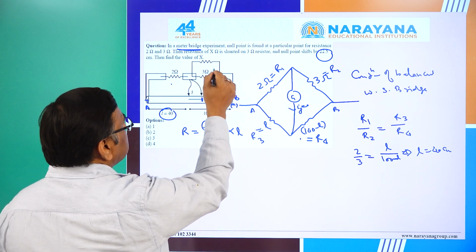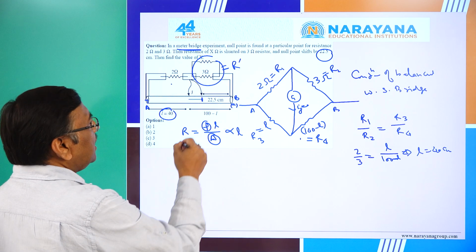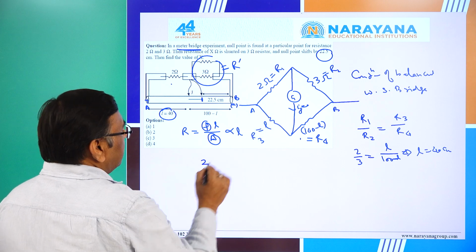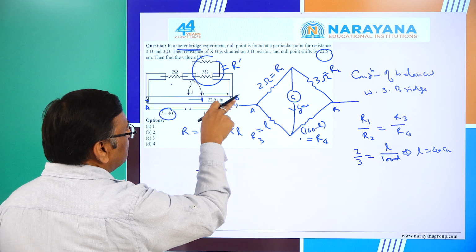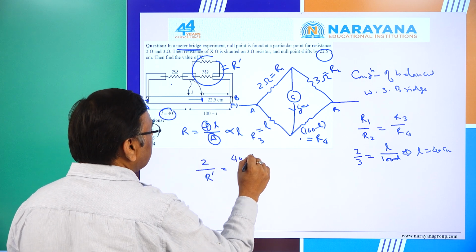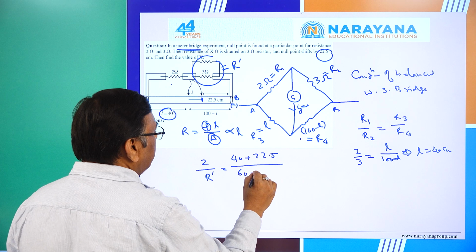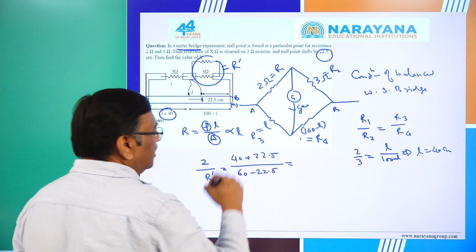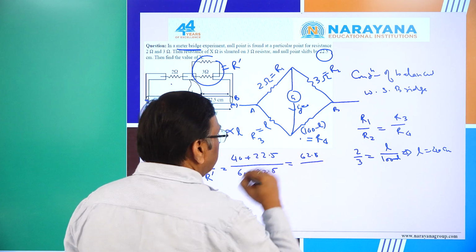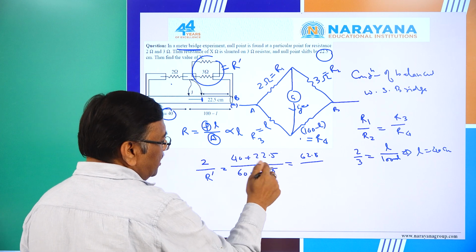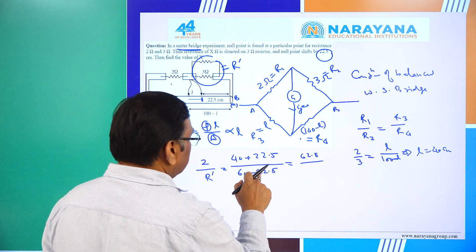Now for the time being I am writing this complete resistance as R dash. If it is R dash, what can we write? It is 2 divided by R dash is going to be, now this length is going to be how much? As it is going towards the right, it will become 40 plus 22.5. Down there it becomes 60 minus 22.5. Writing these, that is 62.5 divided by how much is this now? 22.5 subtracted from 60.